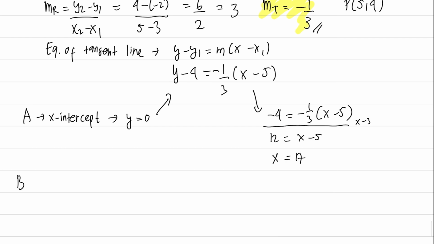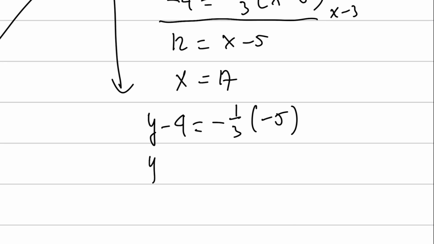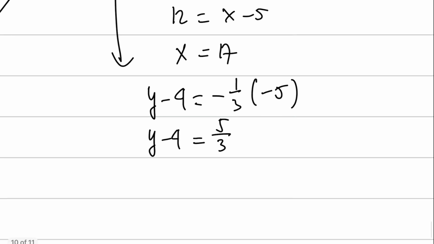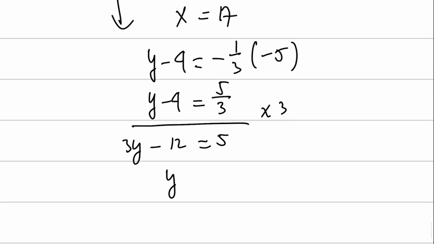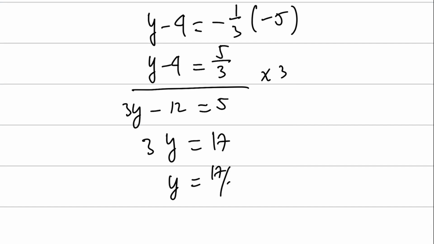To get b, the y-intercept, x equals 0. Substitute into this equation, we will get y minus 4 equals -1 over 3 times, x is 0, so just -5. So we get y minus 4 equals 5 over 3. So multiply by 3, we get 3y minus 12 equals 5. So 3y equals 17. So y equals 17 over 3.